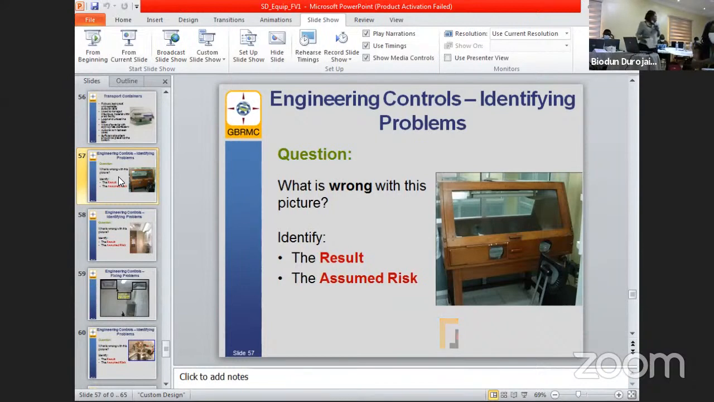So the likelihood of infection will be very high. Likelihood of contamination will be high. And then you will not be able to clean this, because wood can absorb materials. So what is the assumed risk here? We've already talked about it: high risk of infection. And even fire, because wood can catch fire.